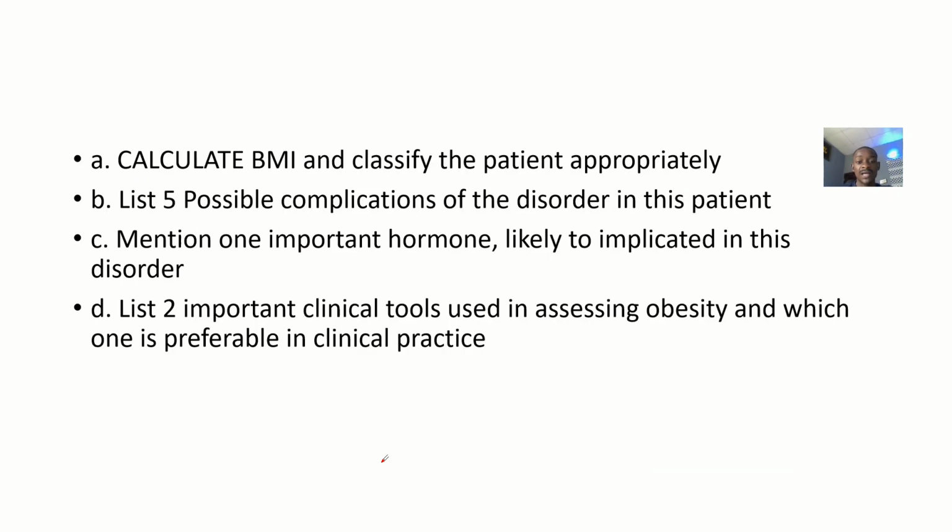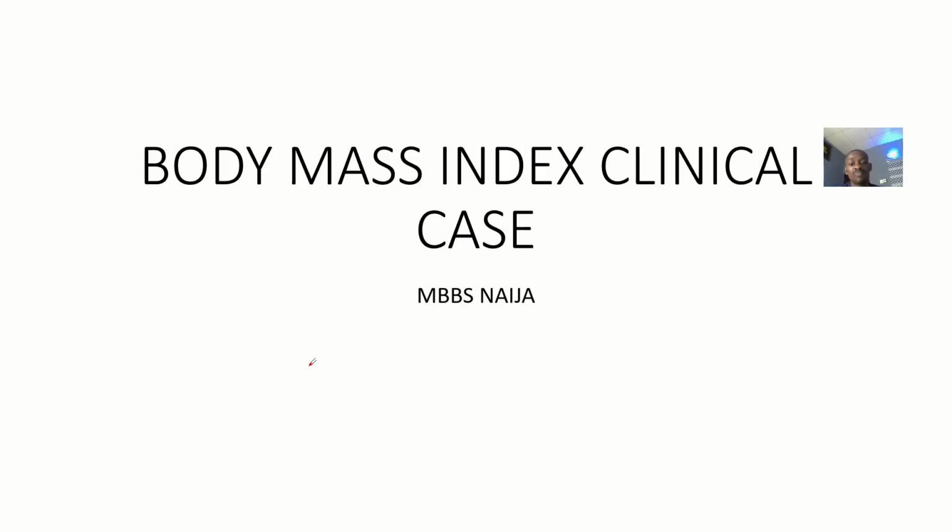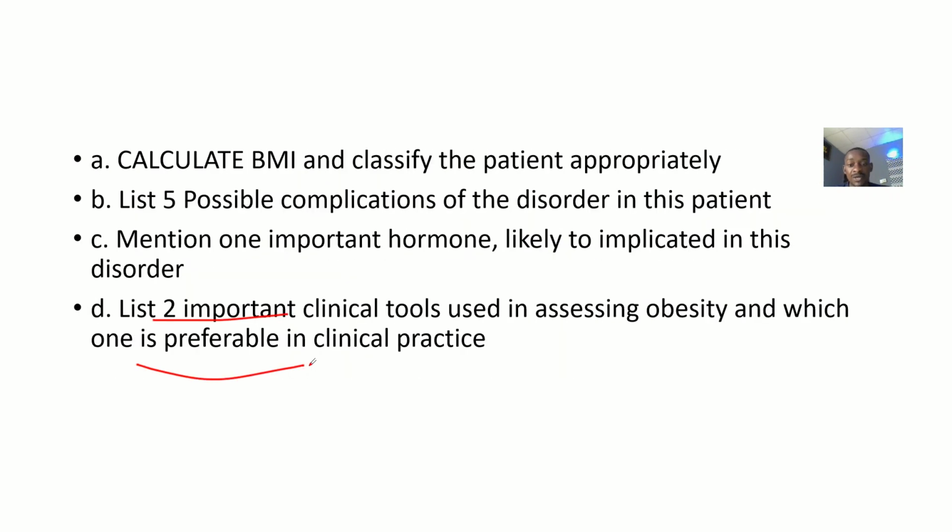Okay, so with that, I think we have done it. This was the last question: list 2 important clinical tools for assessing obesity, and which one is preferable in clinical practice, which is actually waist circumference. So that's a body mass index clinical case talking about obesity, complications of obesity, hormones involved, and clinical tools used in diagnosing obesity.